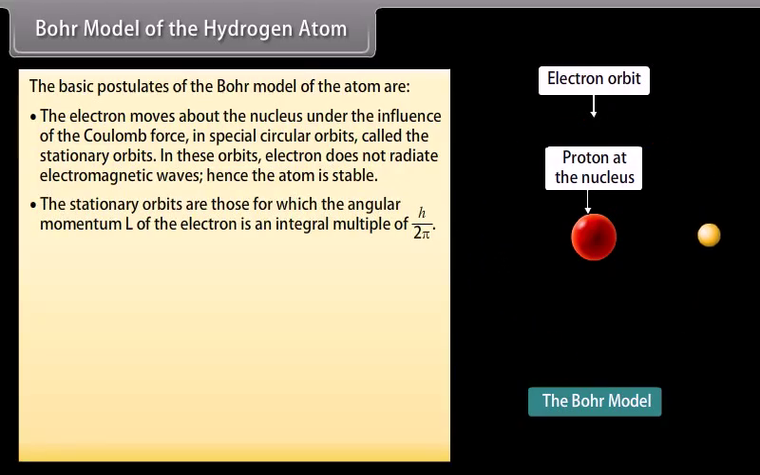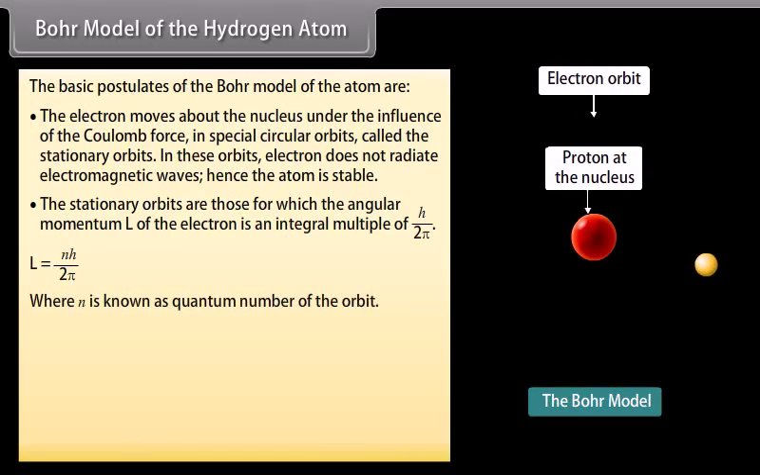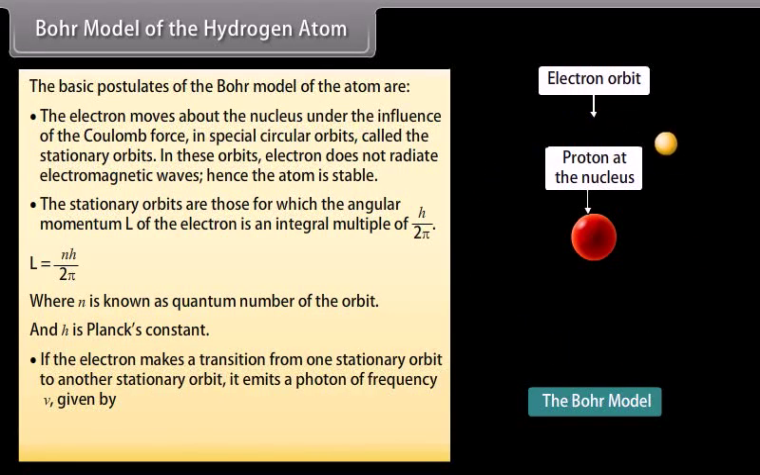The stationary orbits are those for which the angular momentum L of the electron is an integral multiple of h upon 2 pi. L equals nh upon 2 pi, where n is known as the quantum number of the orbit and h is Planck's constant. If the electron makes a transition from one stationary orbit to another stationary orbit, it emits a photon of frequency nu, given by nu equals Ei minus Ef upon h.